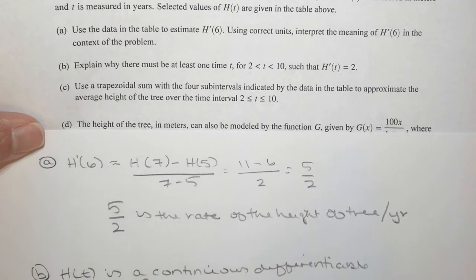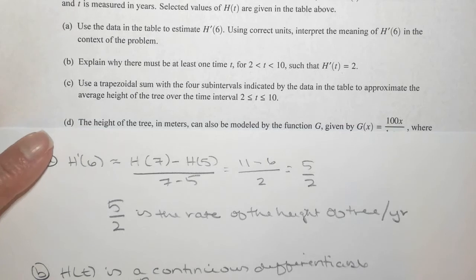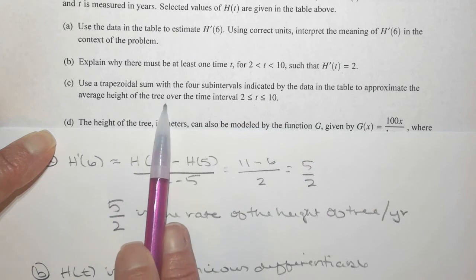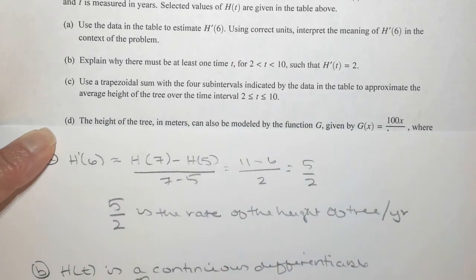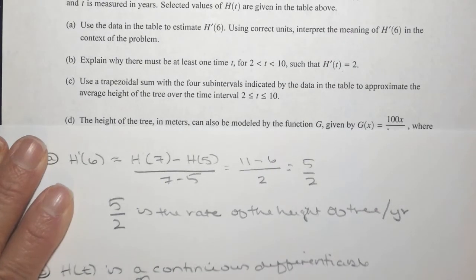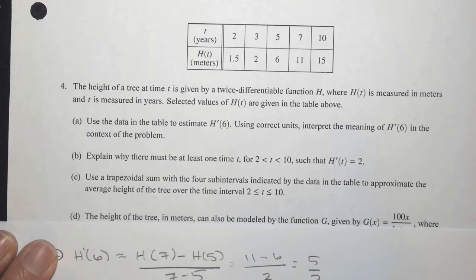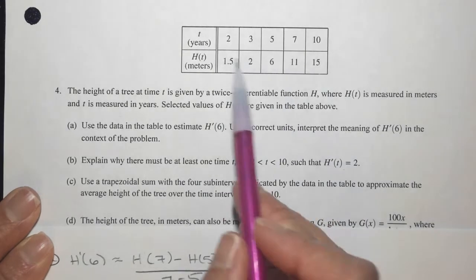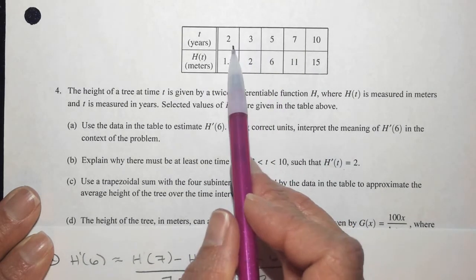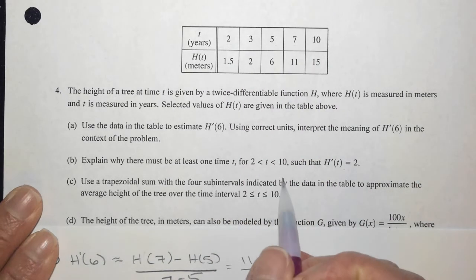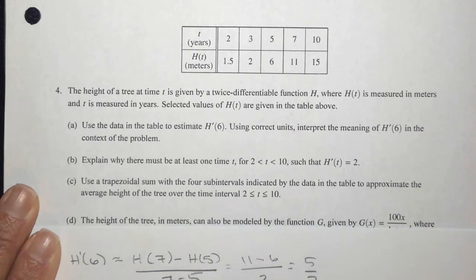Here it says, use a trapezoidal sum with 4 subintervals indicated by the data in the table to approximate the average height of the tree over the time interval. So first of all, let's talk about the trapezoidal. So back in the beginning of Unit 5, I showed a method where we could calculate the trapezoidal using literally a trapezoid method. The problem here is that my subintervals are not the same. 2 to 3 is 1, 3 to 5 is 2, 5 to 7 is 2, but 7 to 10 is 3. So we literally have to calculate the left and the right and then divide by 2.